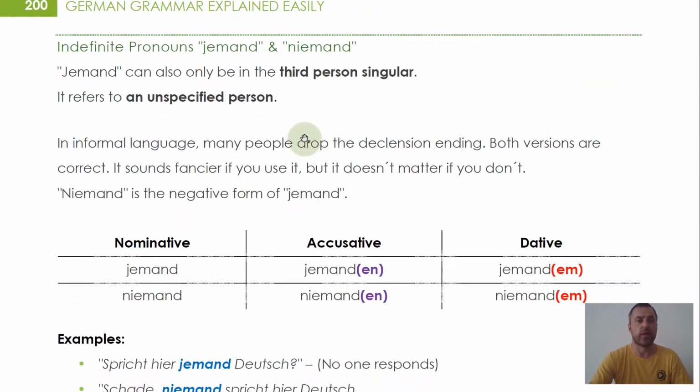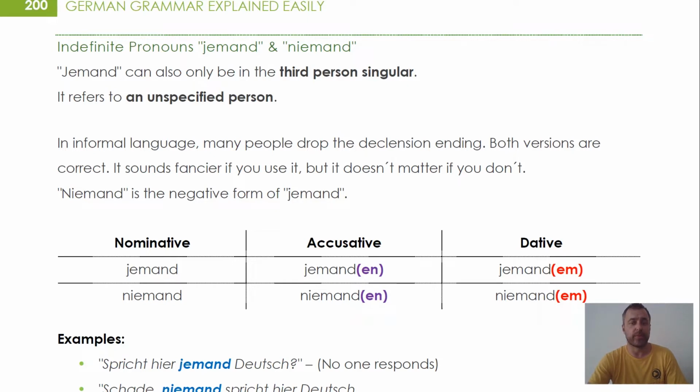So let's have a look now at jemand and niemand. Those are pretty easy because they have their exact counterparts in English. Jemand means somebody and niemand means nobody. And they are both always third person singular and, like all indefinite pronouns, refer to an unspecified person. You have to decline them in theory. But especially in informal language and spoken language, we often drop those declension endings here in dative and accusative. But both versions are completely correct.